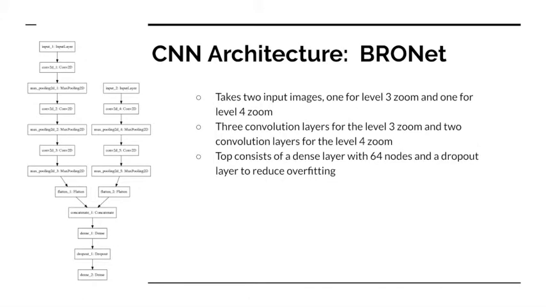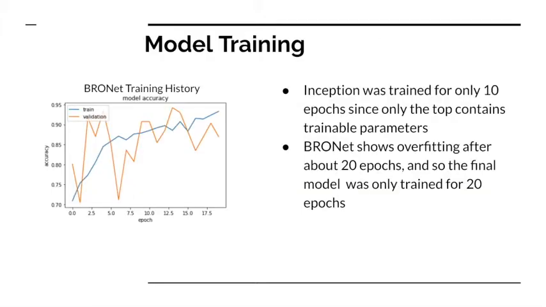Then we moved on to building our own CNN architecture, which we named BroNet. This network takes in two input images, again for each data point, two zoom levels. For zoom level 3, we use 3 convolution layers and 2 for level 4. The top has, again, one dense layer with 64 nodes and a single dropout layer to reduce overfitting.